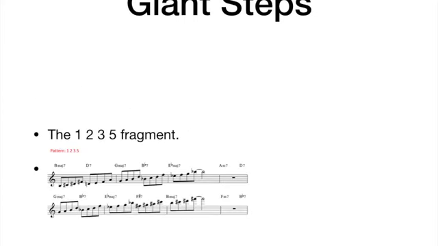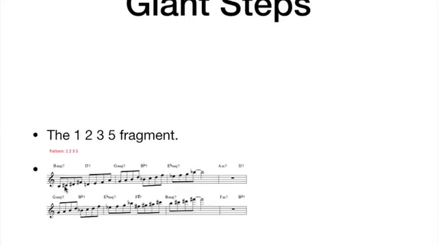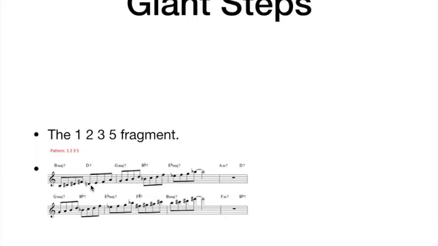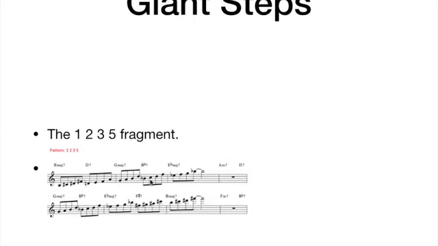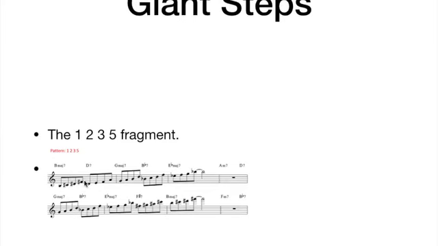First of all, let's look at the prevalent way of playing over Giant Steps. This is the way that Coltrane played over his tune, and this is the way that most people have since played over these chord changes. Basically, Coltrane just uses a 1, 2, 3, 5 for every chord. He just transposes that 1, 2, 3, 5 fragment for each chord, and that produces a linear line like this. That's very nice. Sounds good. I like it. I use it.